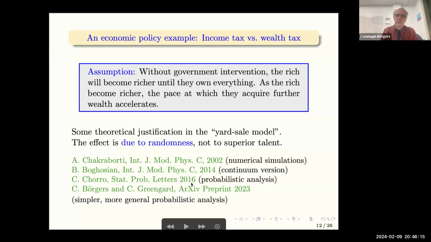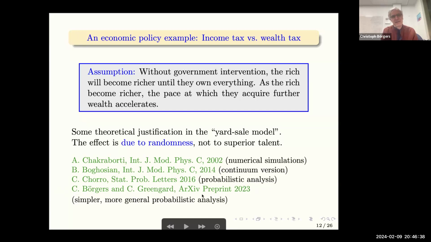We can, in fact, assume that the game is a little bit stacked in favor of the wealthier agent, and of course, not surprisingly, the same effect happens if the game is already unfair in favor of the wealthier agent. But the proof that relies on the martingale property doesn't capture that case.